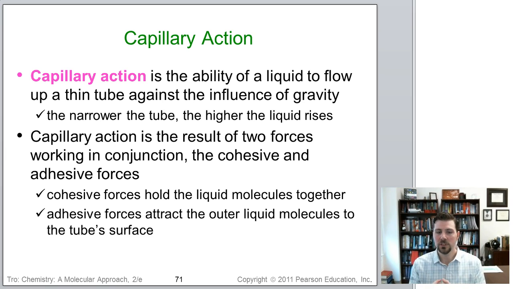Now, the cohesive forces hold the liquid molecules together. They're sort of like co-workers. Two liquid molecules wanting to be together. That's the cohesive forces, and that's because of intermolecular forces, right? And then we have these adhesive forces. These are the forces between the liquid itself and the tube's surface.